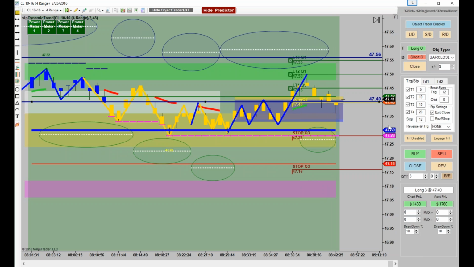What do they do first? They usually fake everybody out, go all the way back down, you know, to support or halfway to it, and then break it. These professionals know how to take you out of trades. That's why we have to be more professional than they are with our indicators.